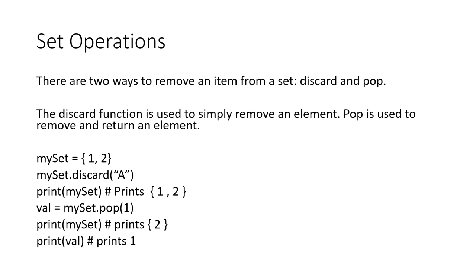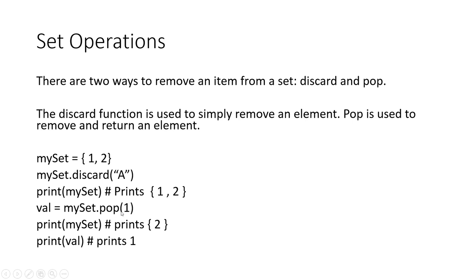Now there are two ways to remove an item from a set. There's the discard function and the pop function. The discard function is used to simply remove an element. Pop is a little different. Pop is used to remove and return an element. Again, if we create the set in mySet, and there's a typo in the slides here, but if we say that mySet is equal to 1, 2, a, as we created in the last slide, then we were to say mySet.discard a, we would then get just the 1 and the 2 back. The a would be removed.